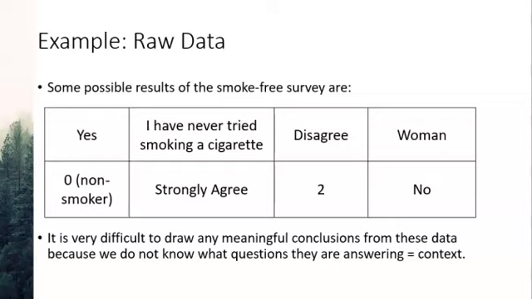Another example, once you actually have coded your data, how do you present it? Some possible results from the Smoke-Free Campus survey are people can answer yes, 0, strongly agree, disagree, 2, no, woman, I have never tried smoking a cigarette. But the problem is, if we don't know what questions these answer, you can't draw any meaningful conclusions to the data. Is no the answer to are you a smoker or not? Or is no the answer to do you think Cambridge should have a smoke-free campus policy? We just do not know unless we organize our data.